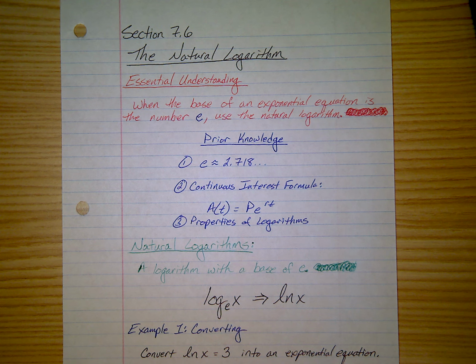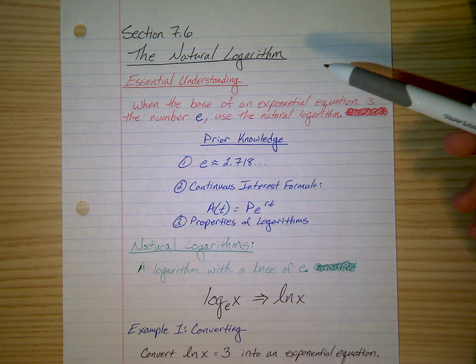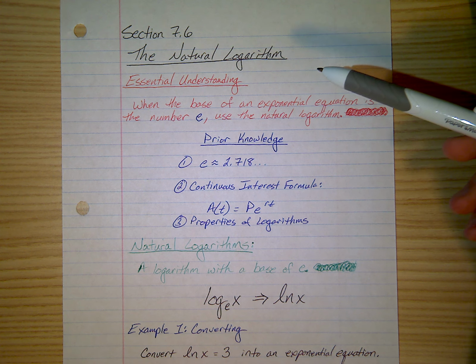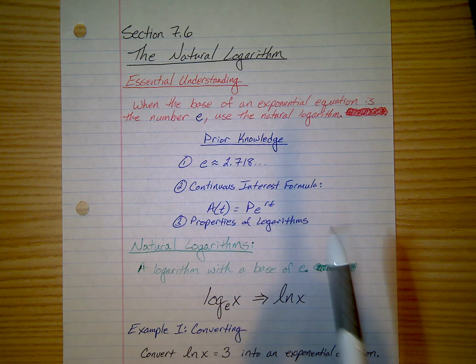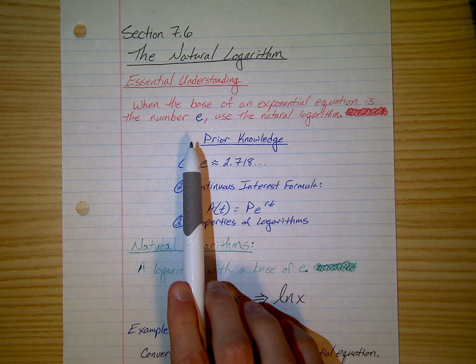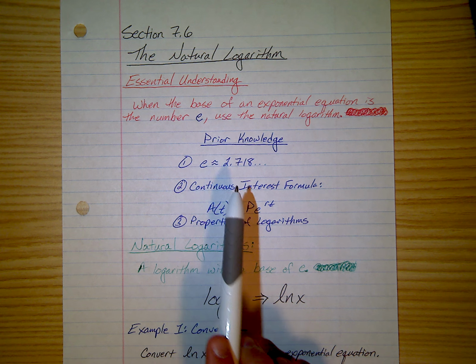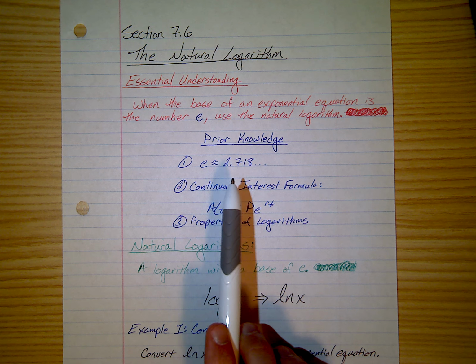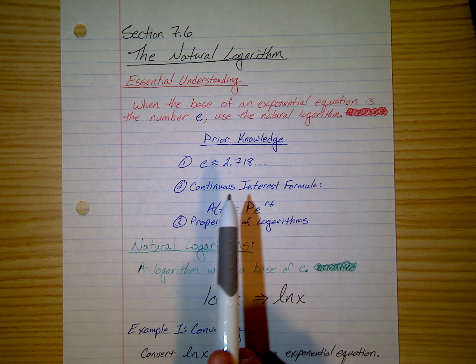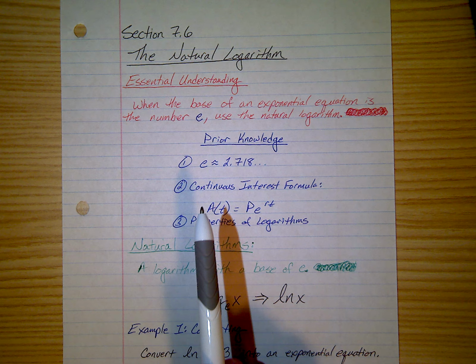All right, boys and girls, so today we're going to move into section 7.6, which is about the natural logarithm. This is a new type of logarithm in which we have the base of the number e. To review, e is approximately 2.718. It's named after Euler, Leonard Euler, the mathematician.